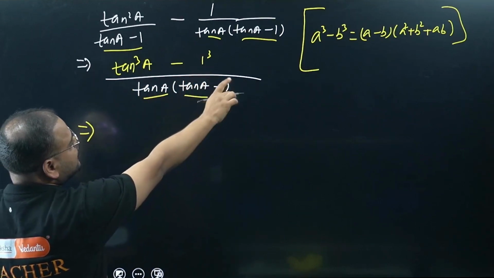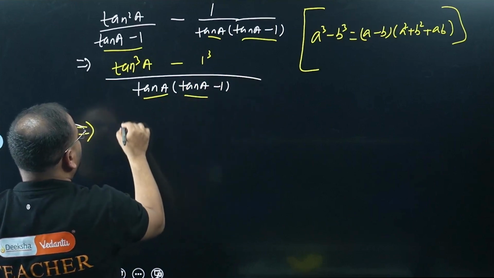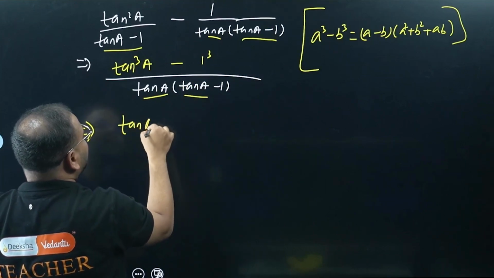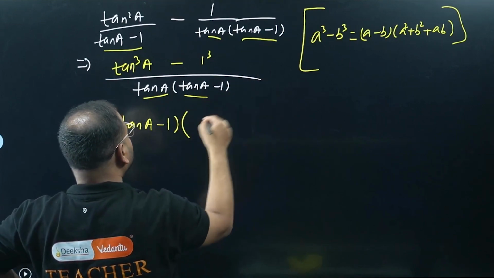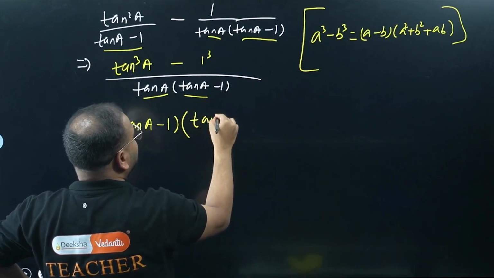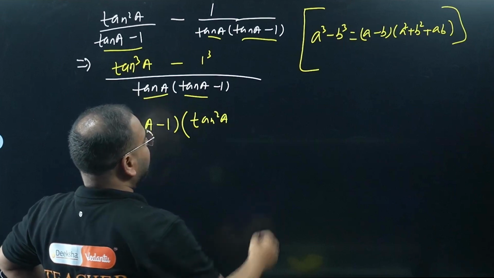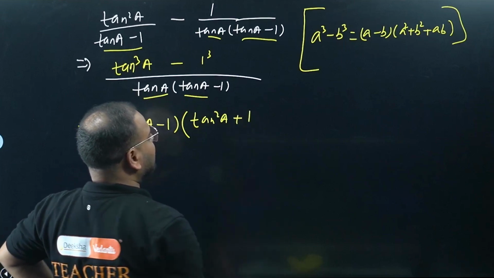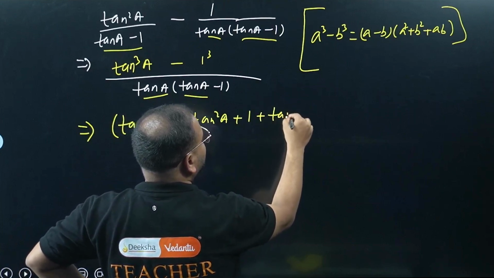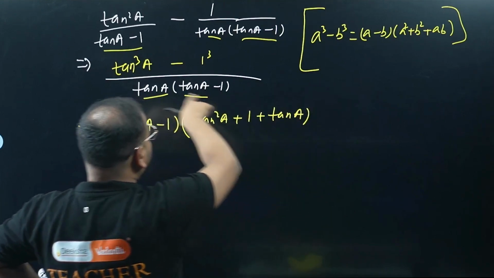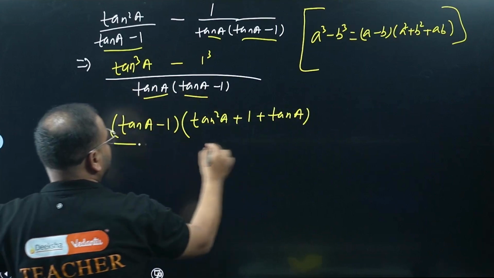Tan a minus, so from that formula a minus b, so tan a minus 1. Then from that formula a square, so tan square a. B square, so just 1 square, and plus tan a into 1, which is nothing but tan a. ab is there, right? So tan a into 1. Check it out.